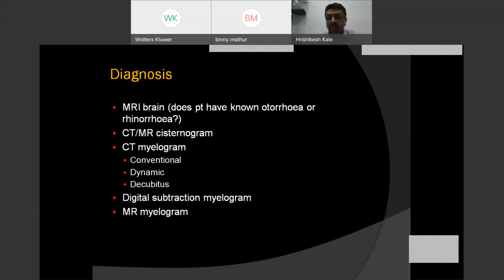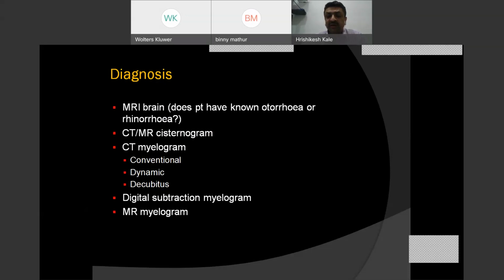So before I go on to the cases, how do you go about making this diagnosis? Suppose someone has referred a patient to you for diagnosis of SIH. So what do you do? The first investigation to be done is an MRI of the brain. On MRI of the brain, if you see any of those findings which we just described, that can be a pointer of this being SIH. The second question to ask is, does this patient have otorrhea or rhinorrhea? If the patient does have otorrhea or rhinorrhea, the next test would probably be a CT or an MR cisternogram. If there is no known otorrhea or rhinorrhea, the next step is evaluating the rest of the neurospinal axis.